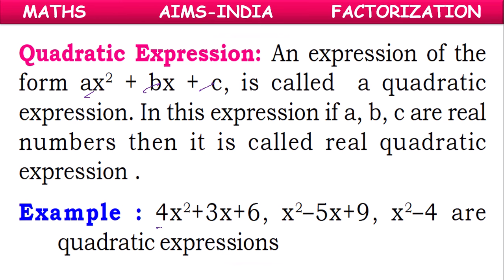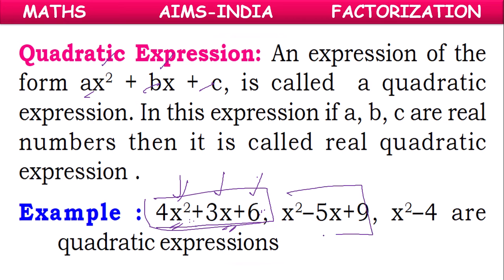Now take this example: 4x square plus 3x plus 6. We have the x square term, x term, and constant term. The highest power is 2, so it's an example of a quadratic expression. Next, another example with an x square term, x term, x power 0 term, the constant term. It is a quadratic expression.